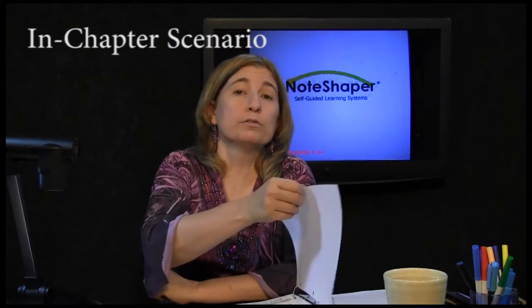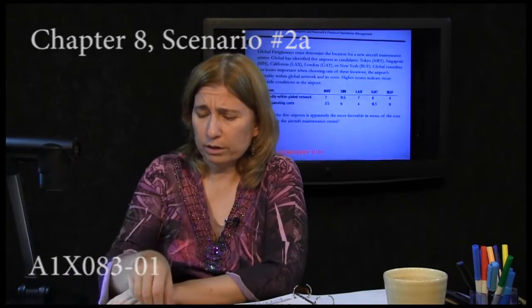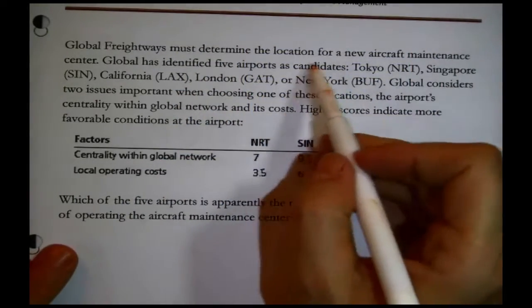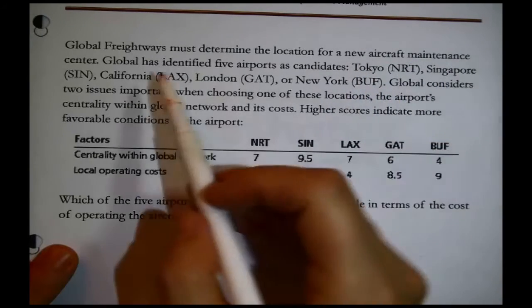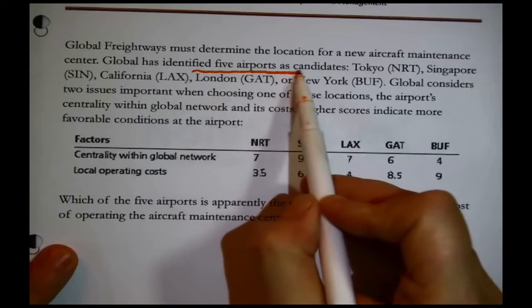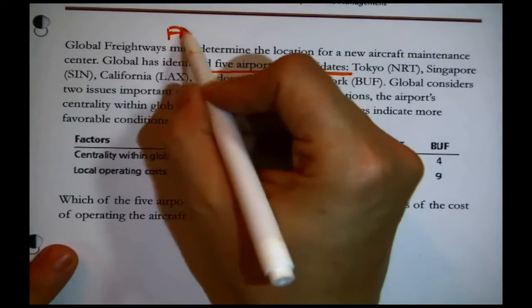The technique known as factor rating is extremely versatile, but it's important to note how to interpret a factor rating study. Let's look. Global Freightways must determine the new location for an aircraft maintenance center. Global has identified five airports as candidates, so factor rating always begins with candidates.